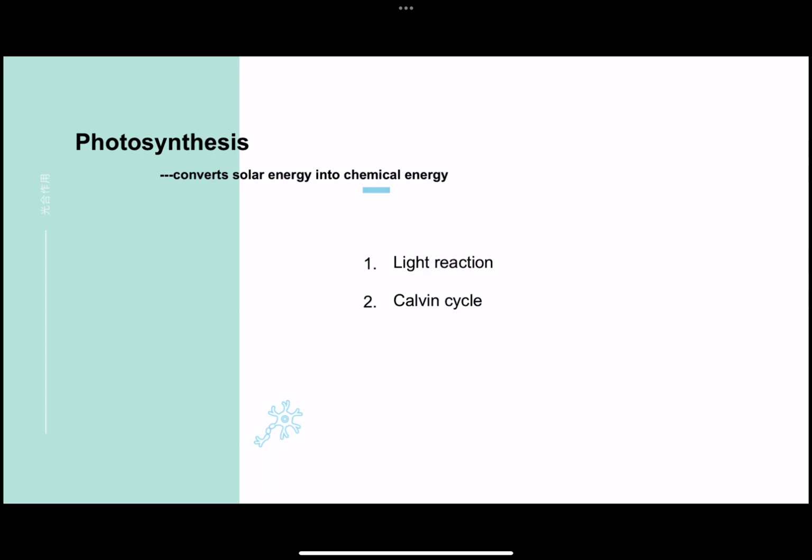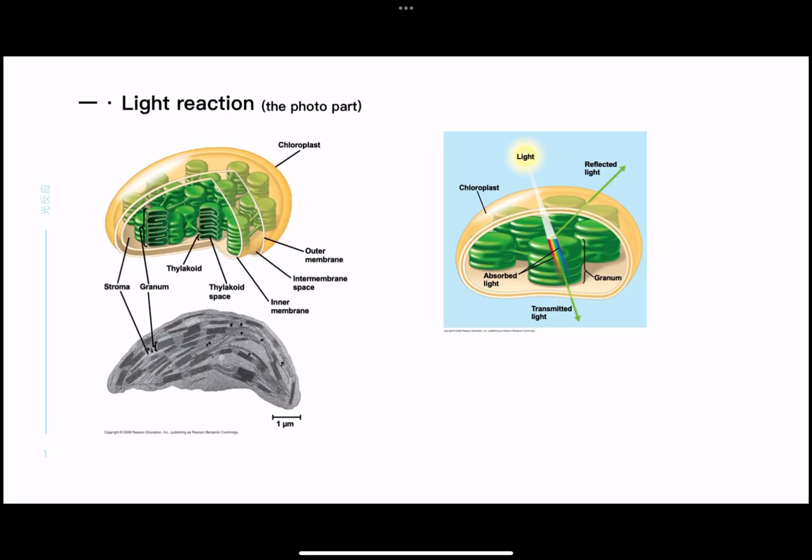There are 2 stages in photosynthesis: the light reaction and the Calvin cycle. Leaves are the major location of photosynthesis. The reason they are green is that they don't absorb green light. Their green color is from chlorophyll 2. The phase of photosynthesis that requires light is called the light reaction.